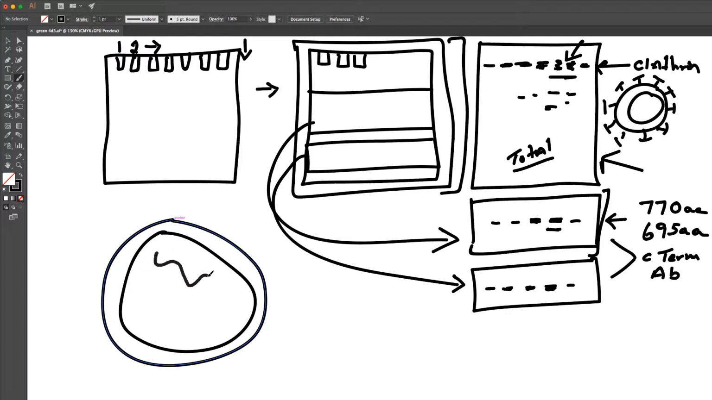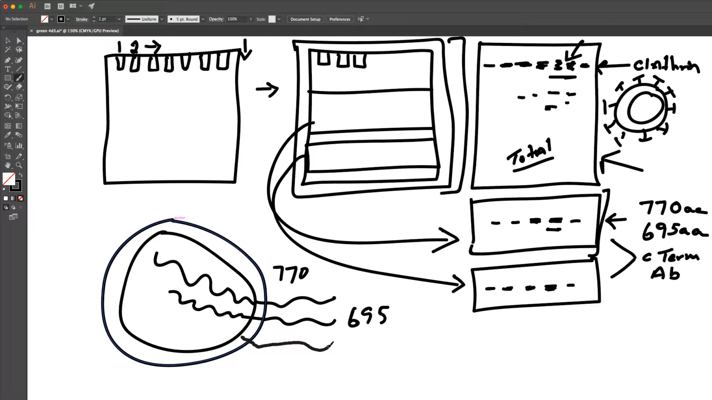There's a very long form with the tail. This is the 770 version. Then there's a slightly smaller version, which is 695. And then there's a short piece that has been cleaved. And in all three cases, the antibody recognizes this domain, and this domain. And that's what we have so far.